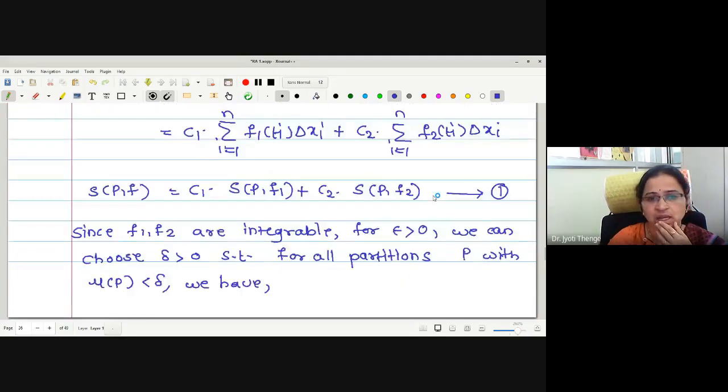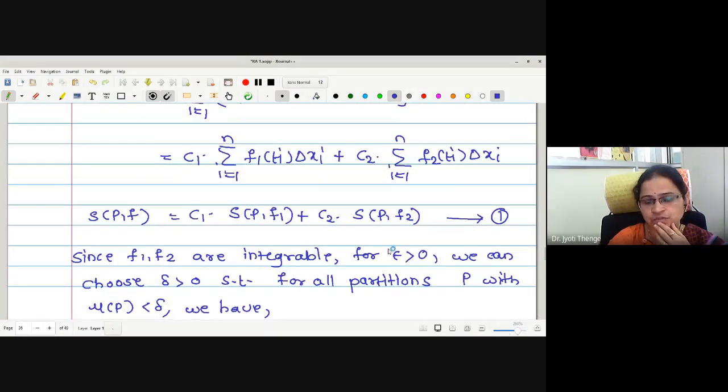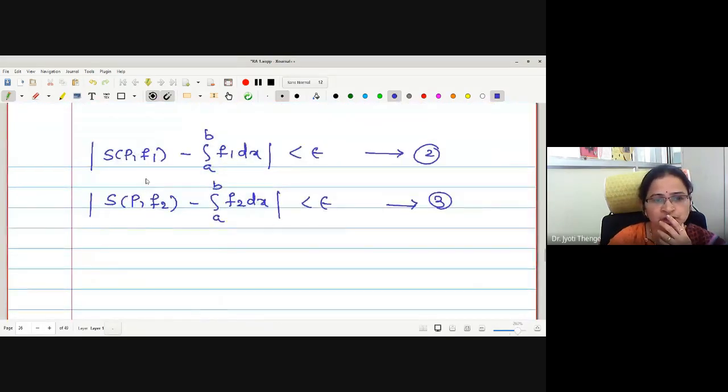Now, anyhow, we want to obtain this kind of structure: c1 S(P, f1) plus c2 S(P, f2). Here we have S(P, f1) and S(P, f2) with us. What process should I follow? I should multiply 2 by c1, multiply 3 by c2 and add. Correct, no? Multiplying 2 by c1, multiplying 3 by c2 and adding. And after adding, I want to put everything in one modulus.